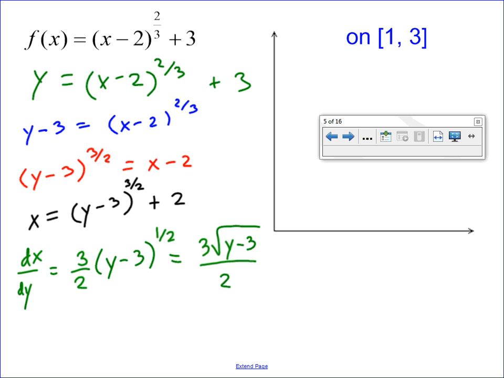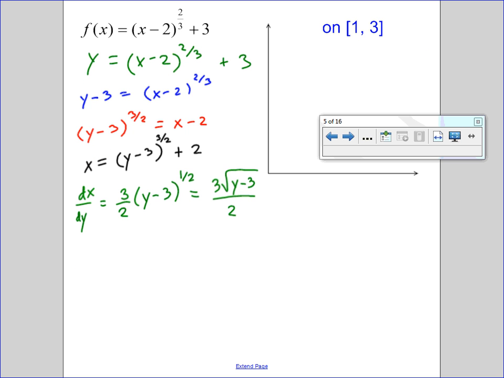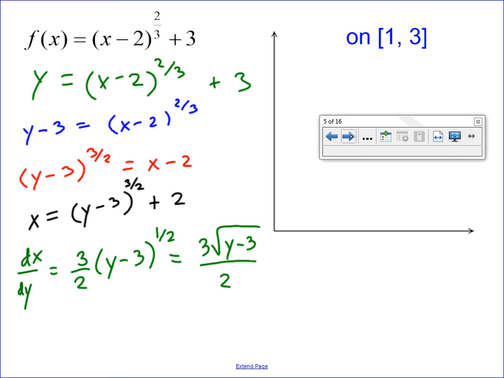Now I can use my same formula, but I won't be integrating from 1 to 3, right? I'll be integrating from, well, if y equals x minus 2 to the 2/3 plus 3, then when x equals 1, I get 1 minus 2 is negative 1. Negative 1 to the 2/3 is 1, plus 3 is 4 for my corresponding y value. When x equals 3, I get 3 minus 2 is 1. 1 to the 2/3 is 1, plus 3 is 4 again. Uh-oh, I've got problems. What kind of interval is 4 to 4?